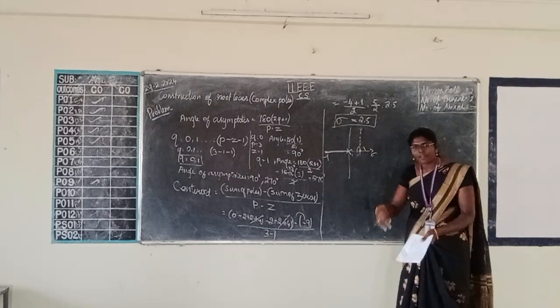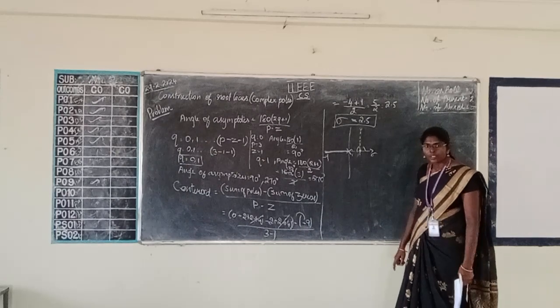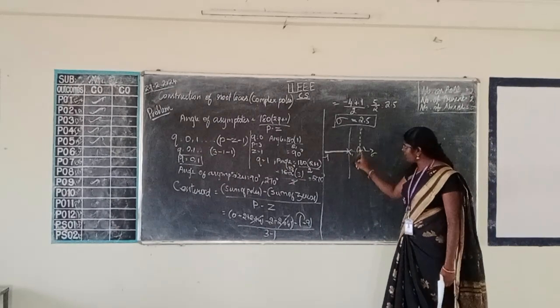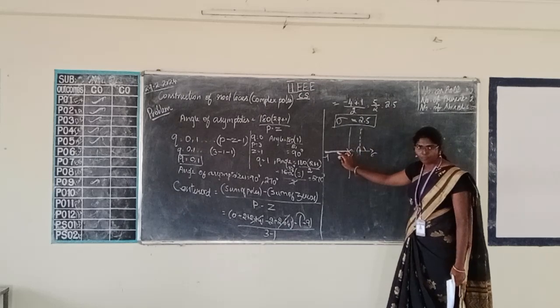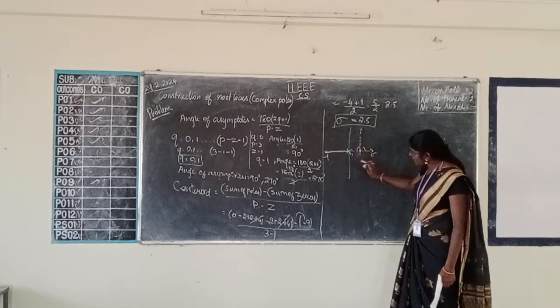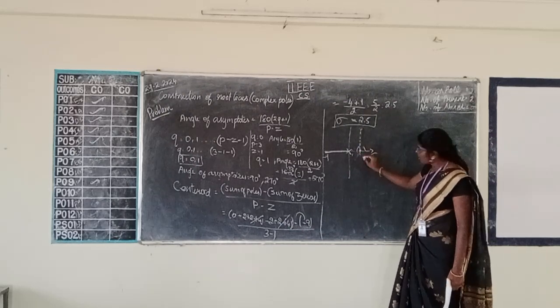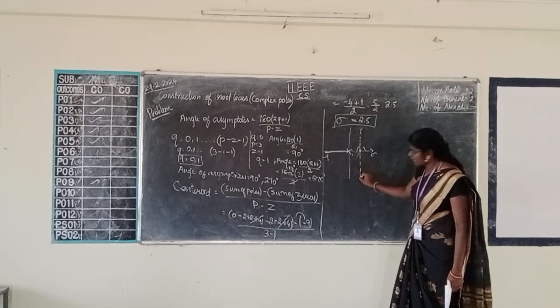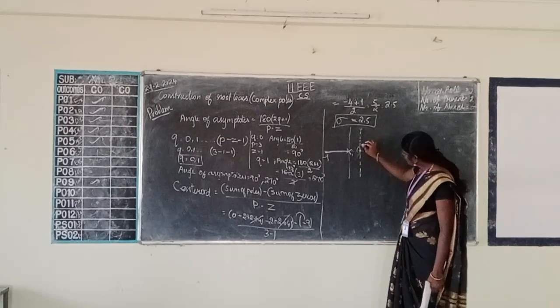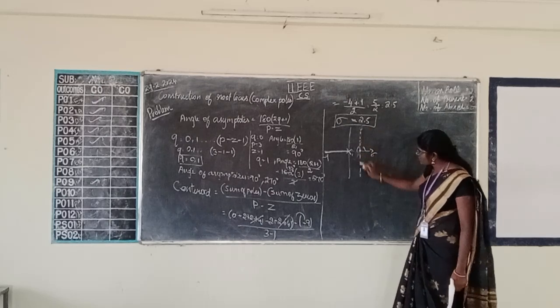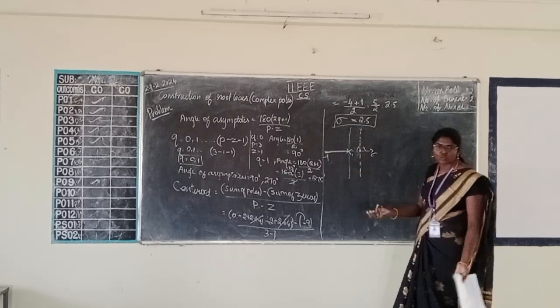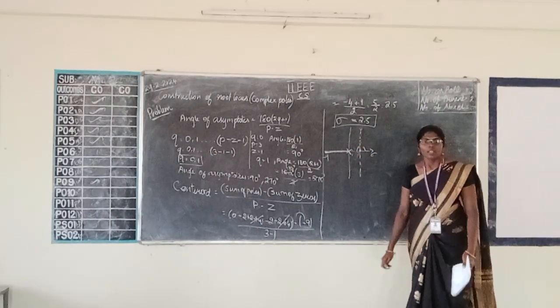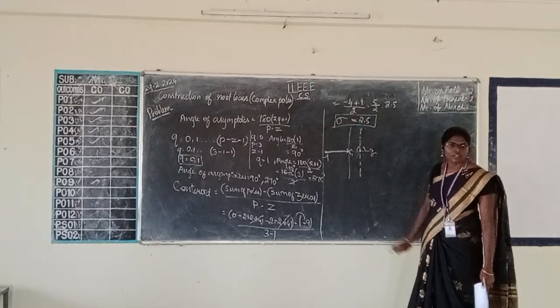So 270 degrees means this straight line is 180 degrees, right? So 180 degrees plus another 90 degrees is what? That is 270 degrees. So this is 90 degrees, and this is 180 plus 90, which is 270. So this is how the angle of asymptotes at the centroid will be.